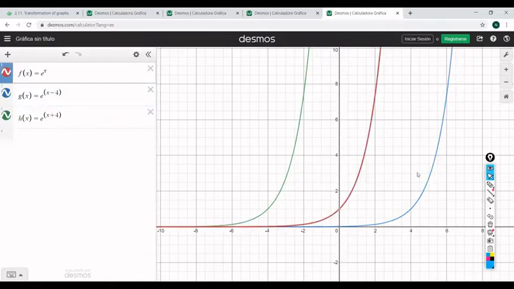So this is how translations, or shiftings, work. It's the same: translation, vertical translation, horizontal translation, and vertical shifting or horizontal shifting. They mean the same. So that's it, guys.